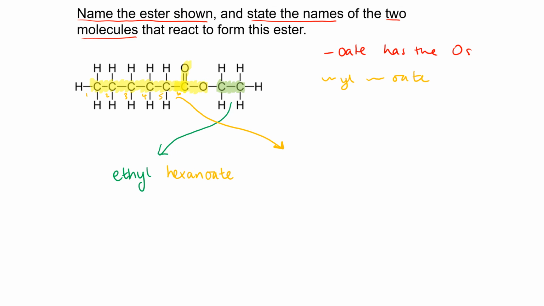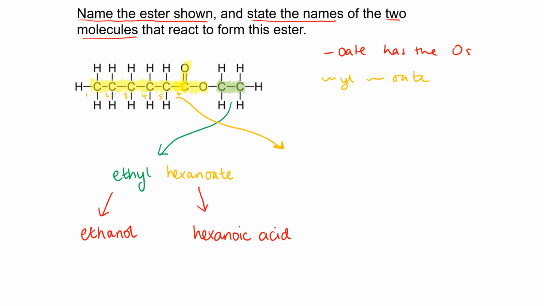Then we can go further and we can name the two molecules. Ethyl will be from ethanol. Remember, ethyl ends in L, ethanol ends in L. And then the hexanoate comes from hexanoic acid. So oate becomes oic acid.